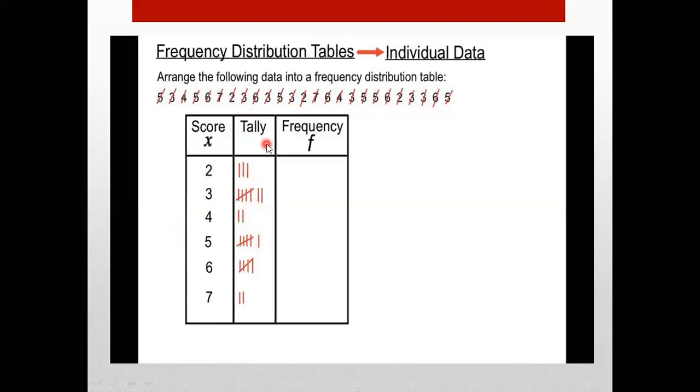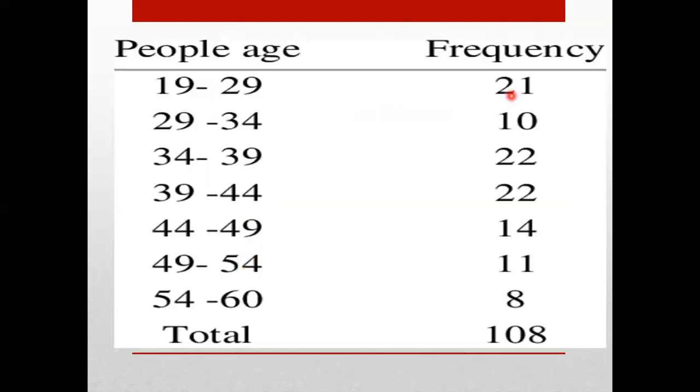So second column, tally marks and frequency. This is about the individual data, that is the ungrouped. Now the second frequency table is for the grouped data. So that we will see, grouped data.